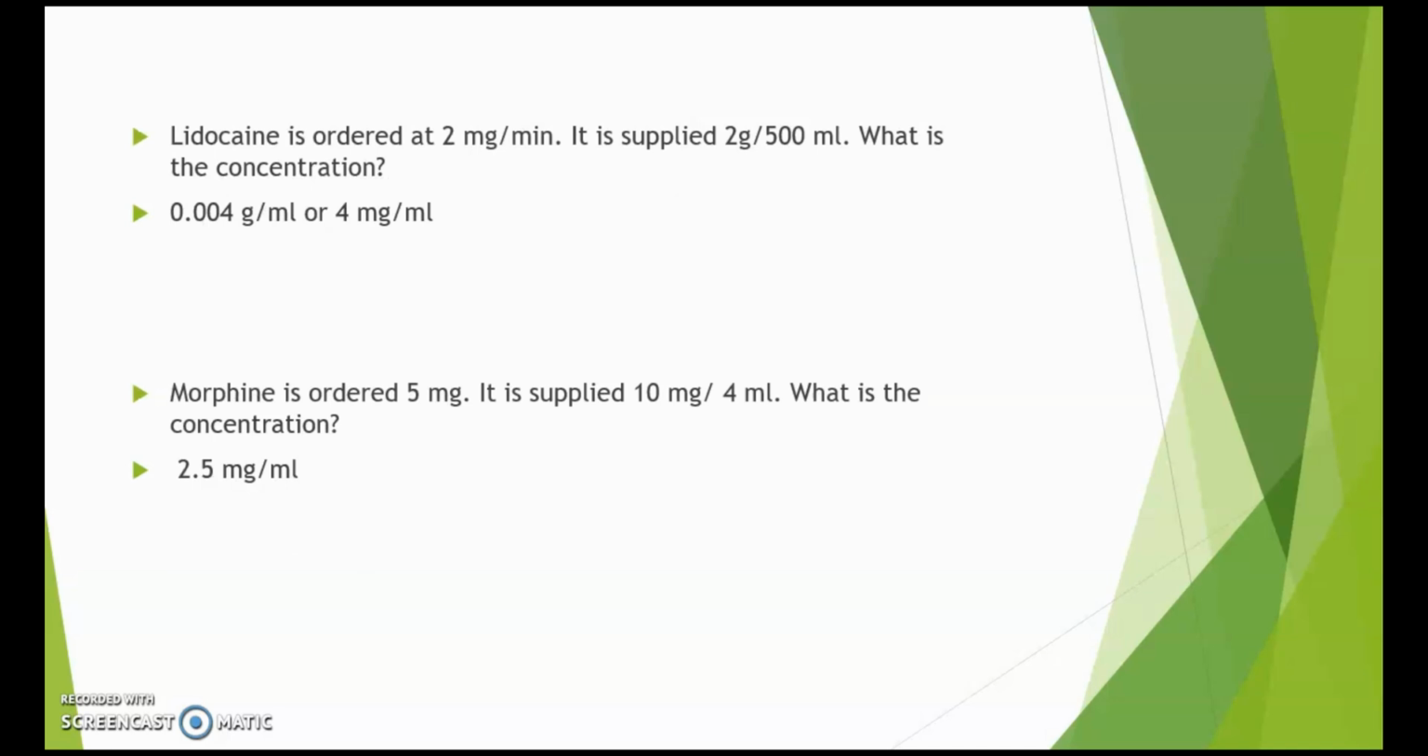Examples. Lidocaine is ordered 2 mg per minute. It is supplied 2 grams per 500 ml. What is the concentration? The concentration is 0.004 grams per ml, or 4 milligrams per ml. Another example, morphine is ordered 5 mg. It is supplied 10 mg per 4 ml. What is the concentration? The concentration is 2.5 mg per ml.